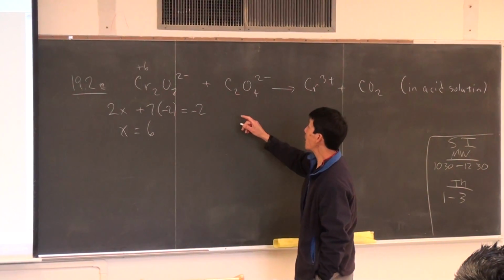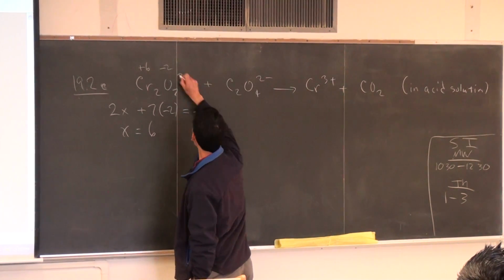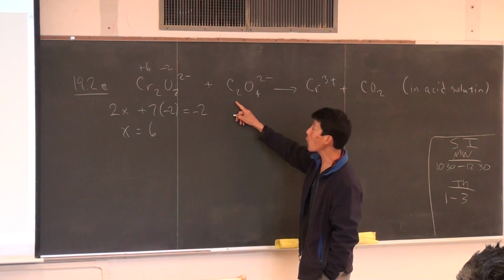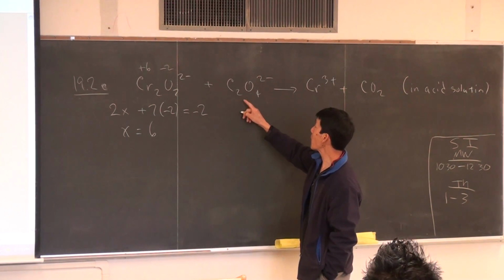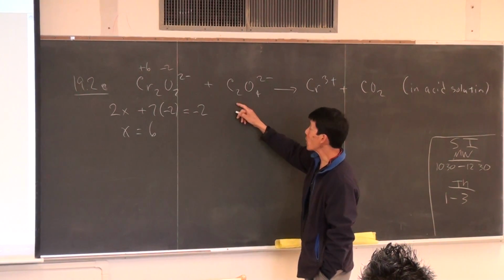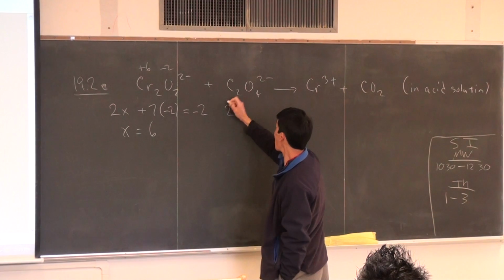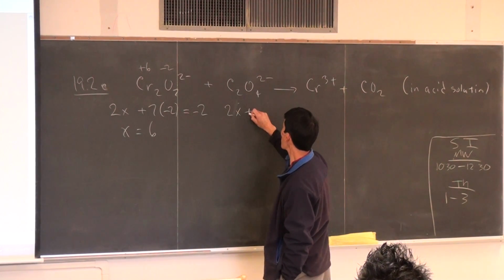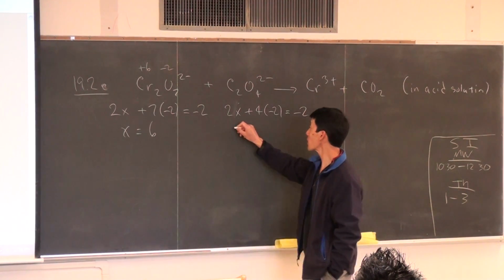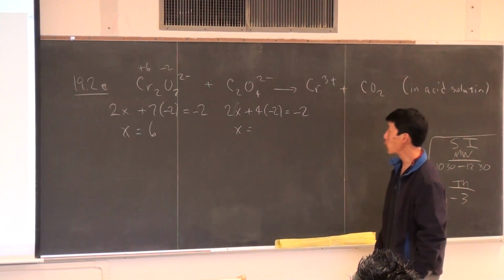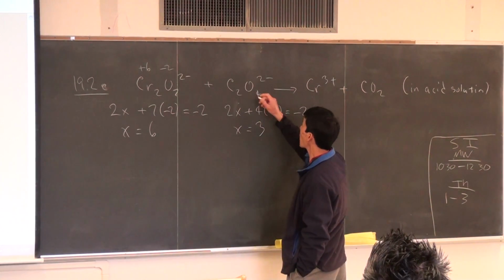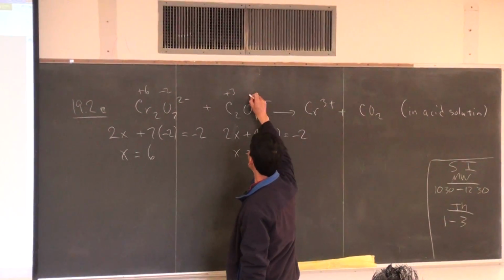Okay, so note that chromium has a charge of +6, and the ion has a charge of -2. And let's take a look at this one. So we have the oxalate ion, C2O4 2-. We'll do the same thing. We know the charge on oxygen is -2. We want to figure out the charge on carbon. So we have 2 times x, where x is the charge on carbon, plus 4 times -2, and that's equal to -2. So if we solve for x, that's equal to 3. So the charge on carbon is +3.